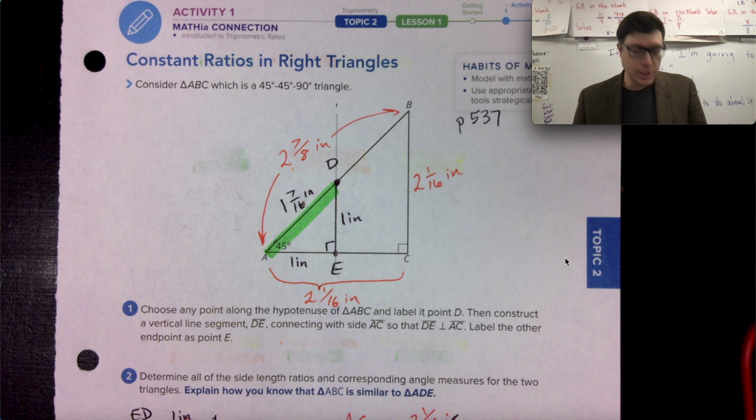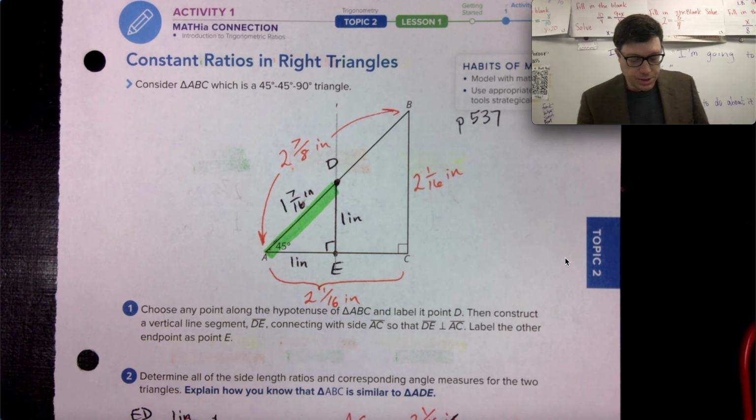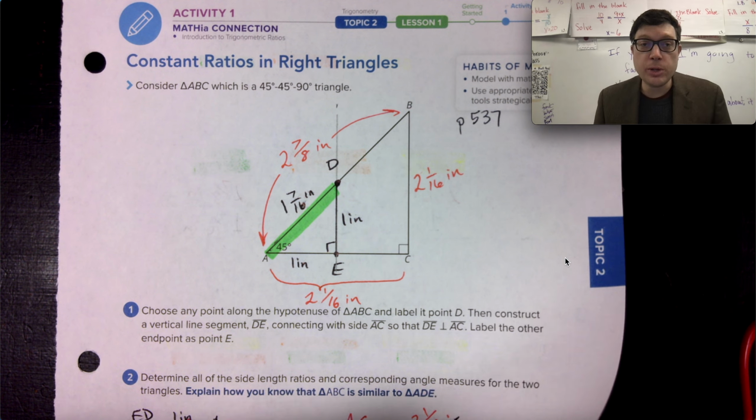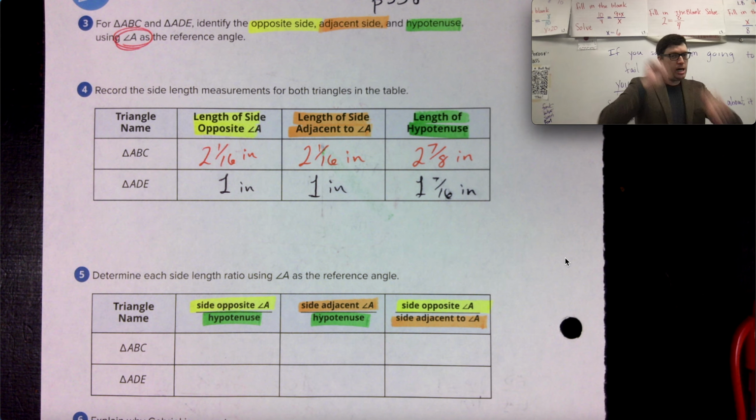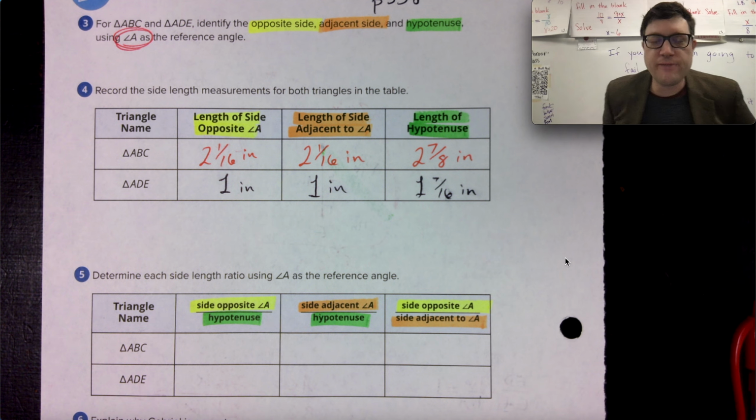Page 538, continuing activity 1, where in the previous page we used measurements to figure out the length of side lengths. As I do question 3 with you, I have a highlighter. In fact, I'm going to highlight like this. Pause, highlight, and then come back. We're going to answer 3, 4, and 5 together.